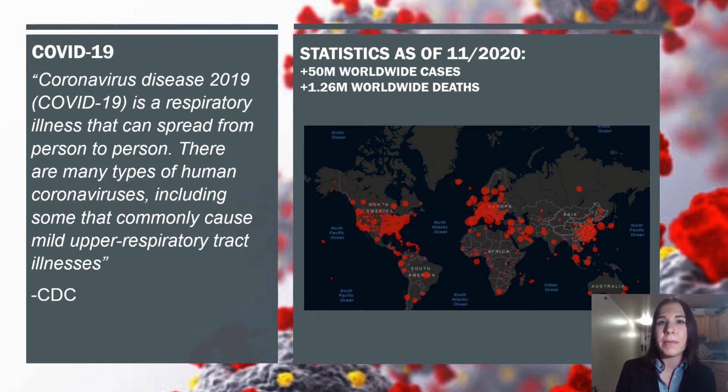I included a global map to show where the virus is most prevalent. As of November 2020, there have been more than 50 million worldwide cases and 1.26 million worldwide deaths. The map shows cases are more common in the United States, Europe, and China. I do want to point out that this could be because people have more access to testing and population size is more significant. However, this should not discredit or dismiss my research.